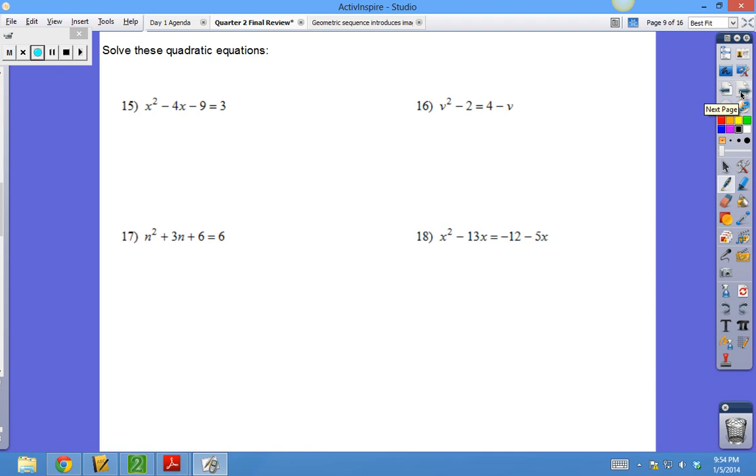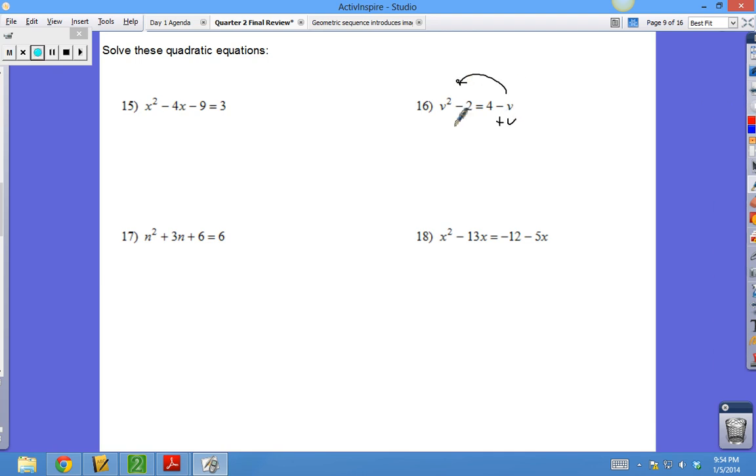Move number 1. Get everything on the same side. So I'm going to bring this over. I'm going to plus v, and there's no v here to add it to. So I've got v squared plus v minus 2 equals 4. Minus 4, minus 4. v squared plus v minus 6 equals 0. Okay, 0 is what we like. Get everything on one side, so you got a 0.